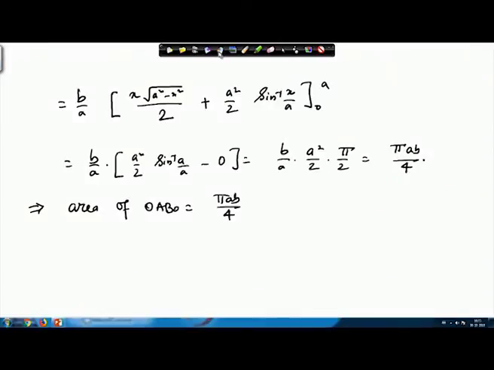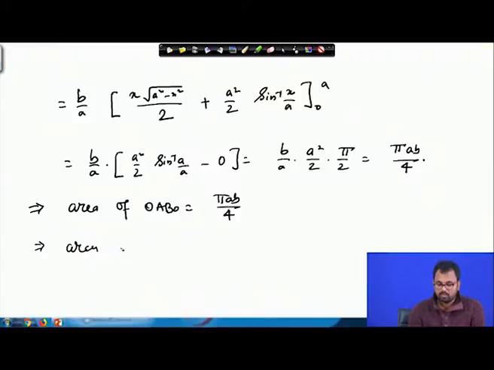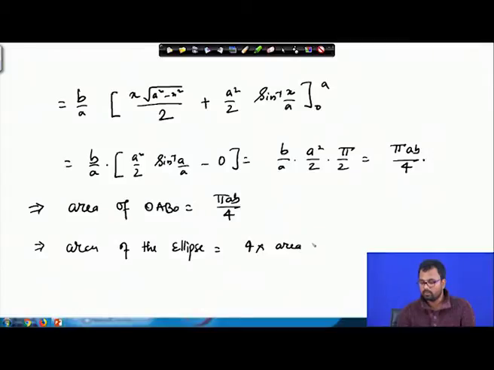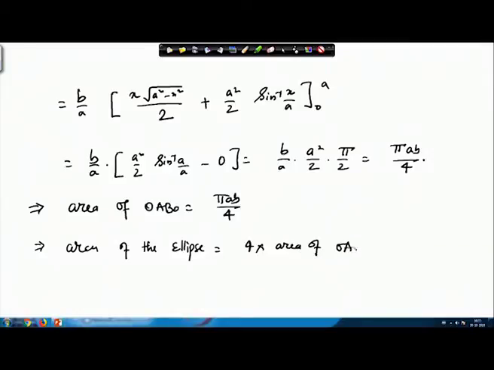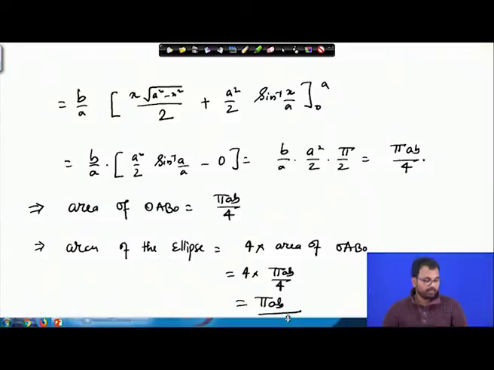So to calculate the area of the ellipse, this implies the area of the ellipse is equal to 4 times the area of the portion OABO. So that means 4 times pi AB by 4. So that means pi AB. All right. So that's basically the required area of an ellipse or area bounded by the ellipse.